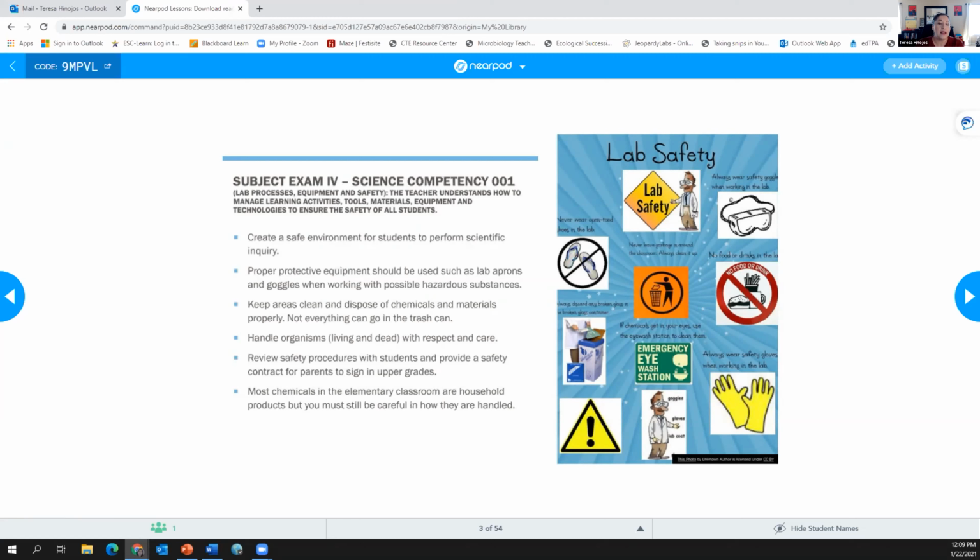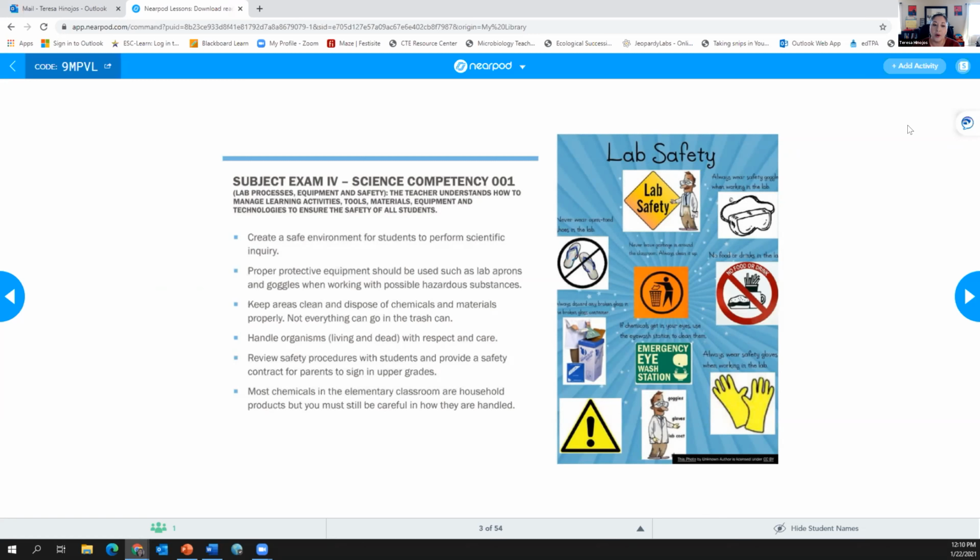And in general, we just want to make sure that students understand that the areas should always be kept clean and everything should be disposed of properly. When we hear the term chemicals, we think of really dangerous chemicals, but in the science room, a lot of the chemicals out there are actually household products. Vinegar is actually an acid, so that's something you'll use pretty often. Baking soda, just simple things like that. But with those, you still want to make sure that you're careful.